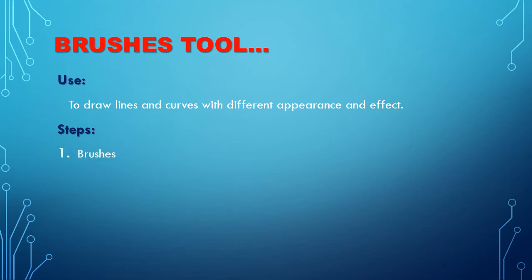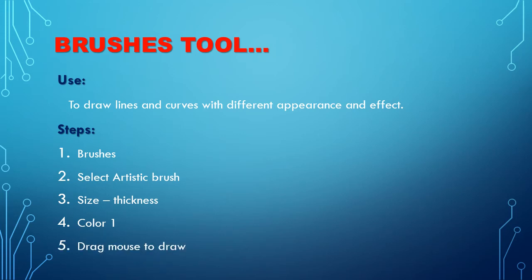The first thing, click down the arrow under brushes tool. Under the brushes tool, an arrow will be there, you have to click there. Then click the artistic brush that you want to use, and then click the size button, then select the thickness of the brush. In the colors group, click color 1 and choose a color, and then drag your mouse inside the drawing area and you need to draw.